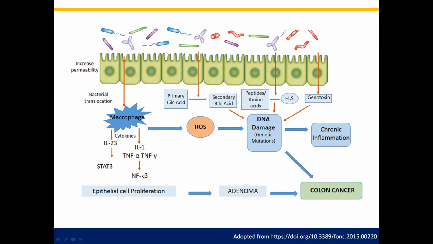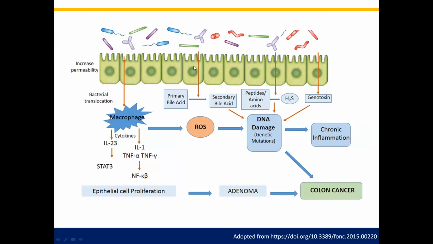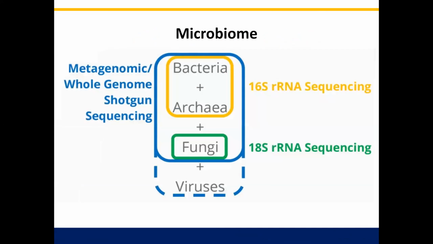Through the production of primary bile acids, secondary bile acids, and peptides or amino acids, and by producing genotoxins, bacteria can directly influence carcinogenesis. So one should understand the role of each and every bacterium and why we should maintain a healthy gut microbiome in order to protect ourselves.